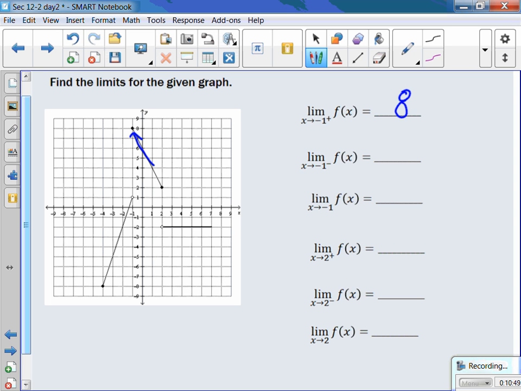So now, as x approaches negative 1 from the left, which graph am I looking at? This one? Absolutely. So what value do we get? Negative. Absolutely. So Francine, what is my limit of f of x as x approaches negative 1?